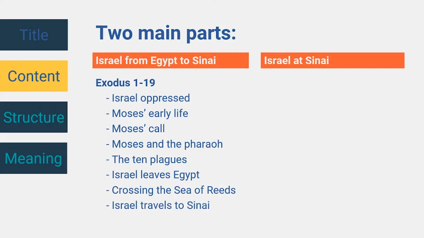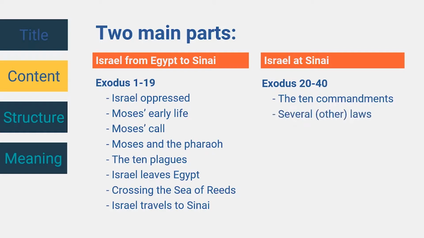At Sinai, the second part of Exodus begins, covering chapters 20 through 40. And the first thing that God does is that he gives Moses and the people of Israel the 10 commandments, or the 10 words. Then the text goes on discussing a variety of other laws that discuss mainly civil life.